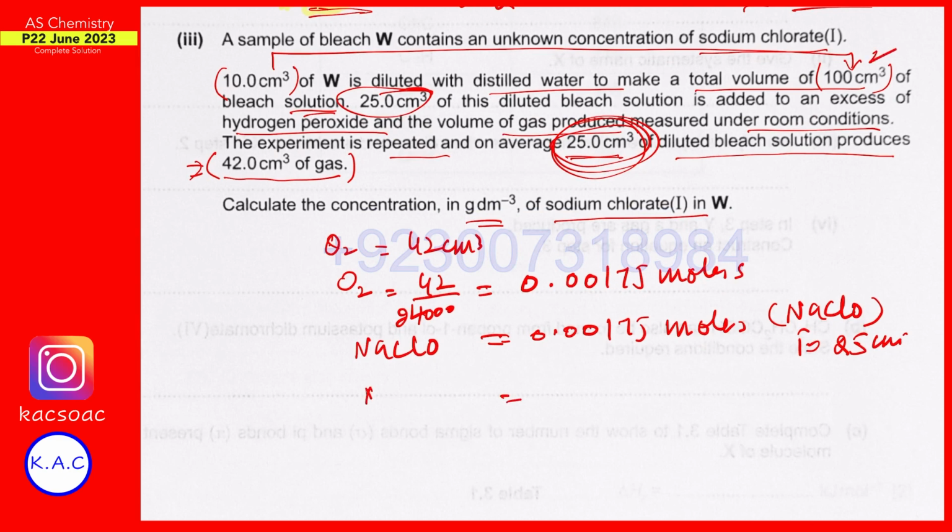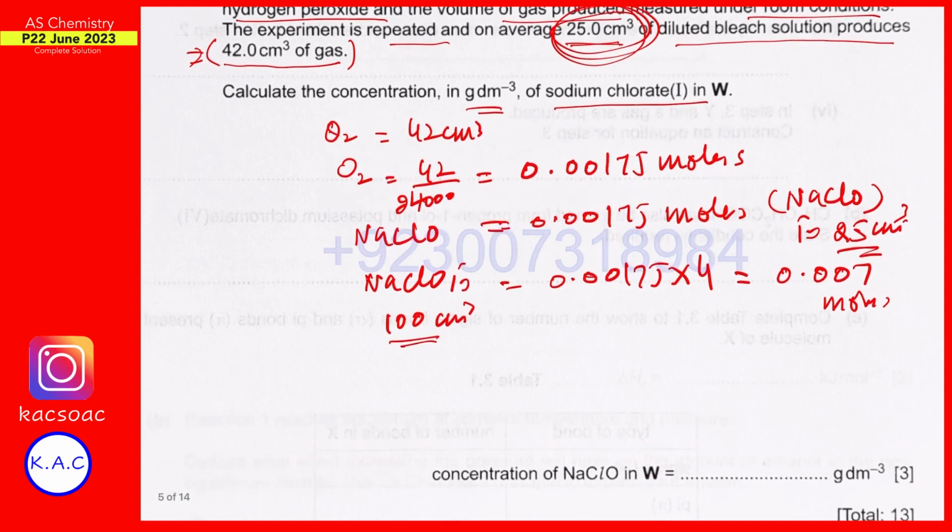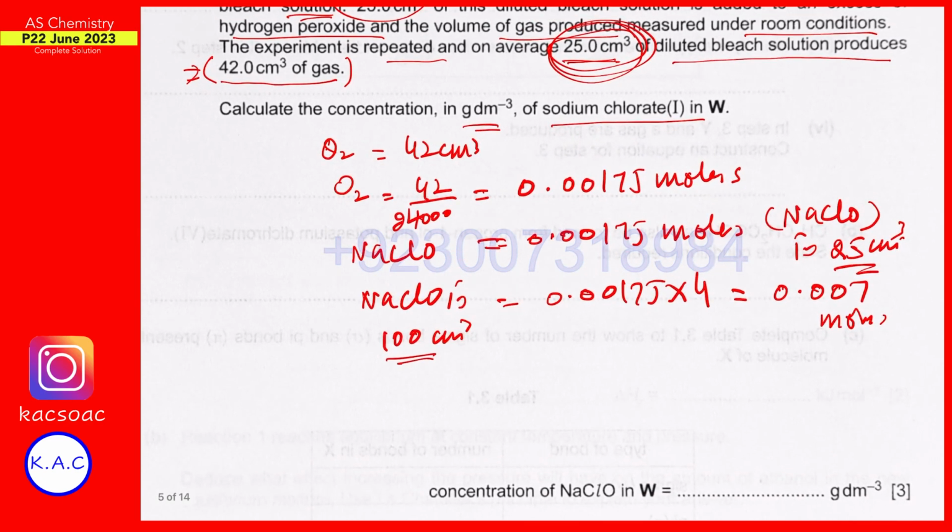So NaClO in 100 cm³ is equal to 0.00175 multiplied by 4, as 100 cm³ is 4 times bigger than that of 25 cm³. So multiply by 4, and the answer is 0.007. So 0.007 moles of NaClO is there in 100 cm³.